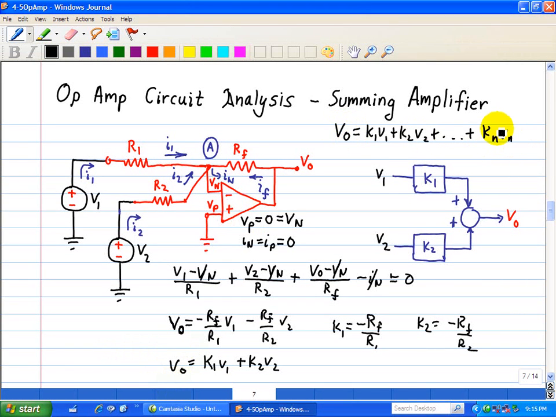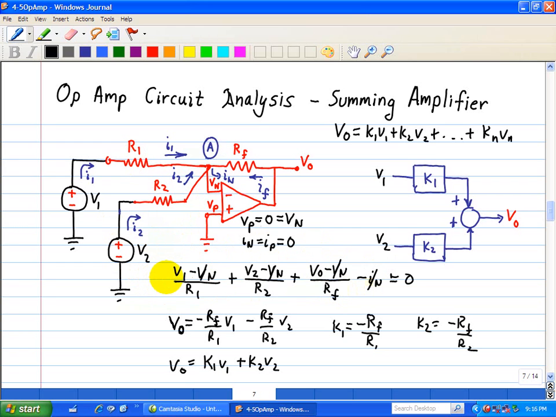We can generalize our result VO to be a combination of n inputs, and we can easily extend this concept from two inputs to n inputs, where we define VO equal to K1 times V1 plus K2 times V2, all the way up to Kn times Vn, by adding more inputs. Basically we just have more KCL equation expressions for each of our voltage sources.